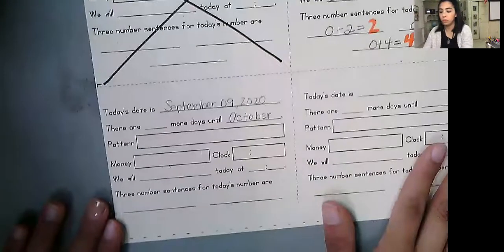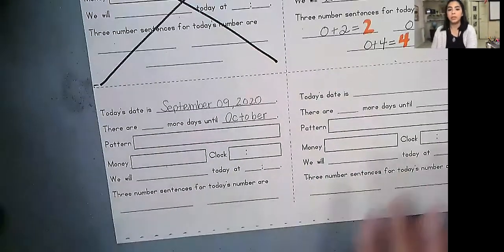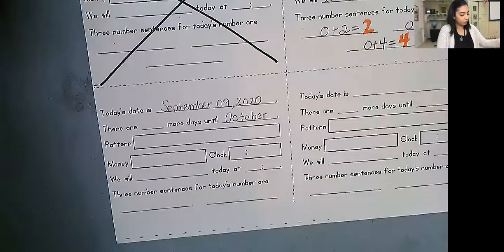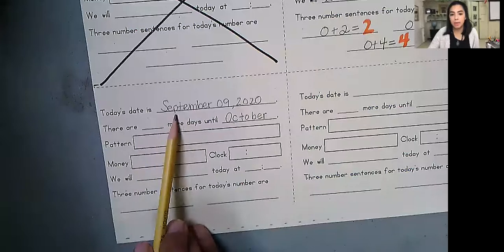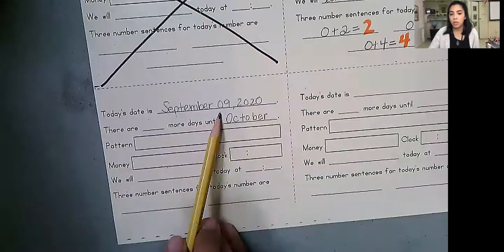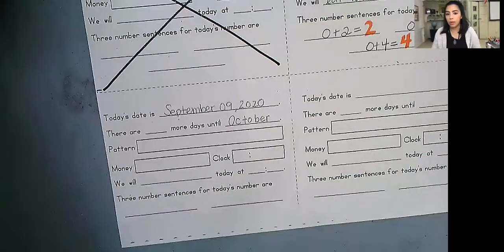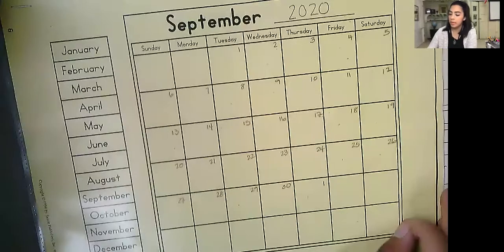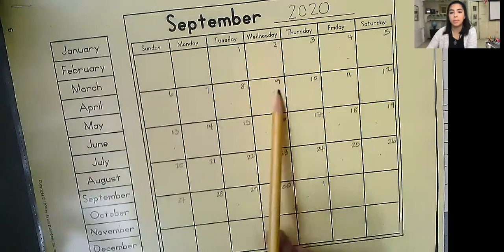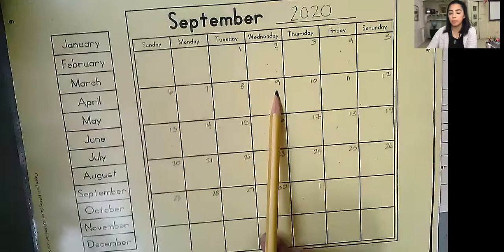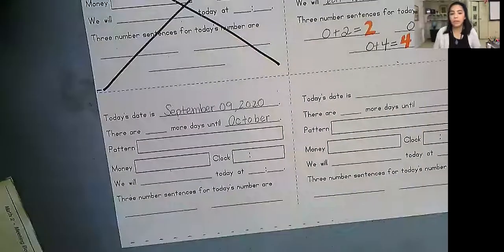Here we go. I'd already started on this. Today's date is September 9th, 2020. How do I know that? I'm going to look at my calendar. Today is Wednesday. It's not the 2nd, so it must be the 9th, right? Okay. So go ahead and fill that in.